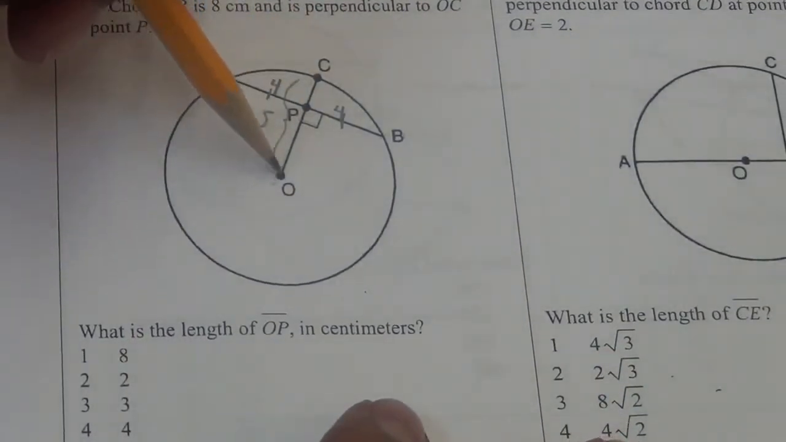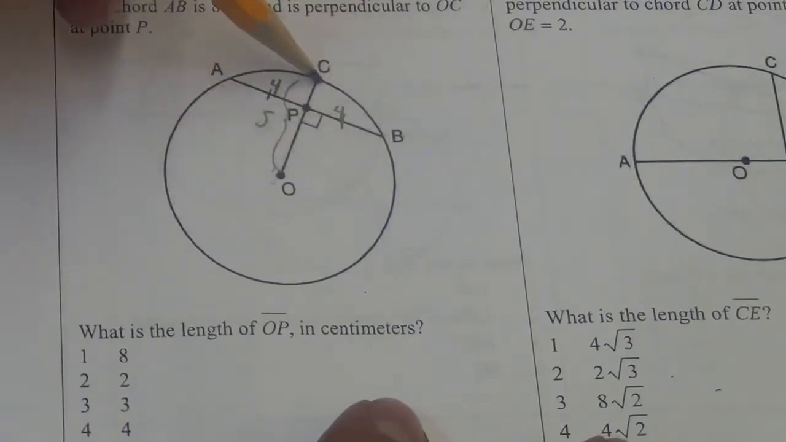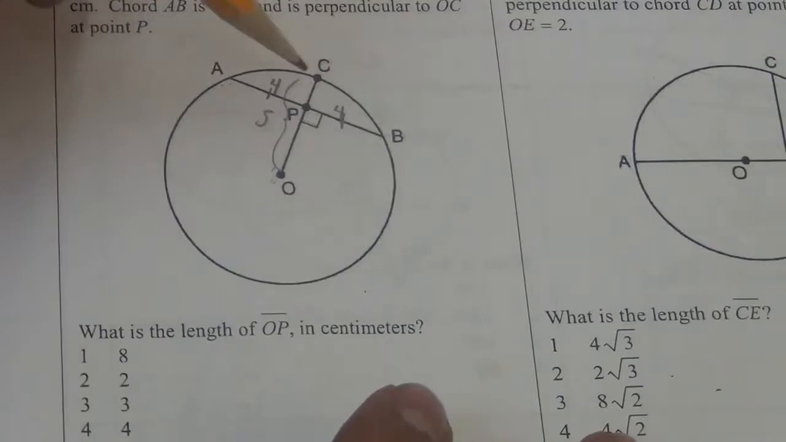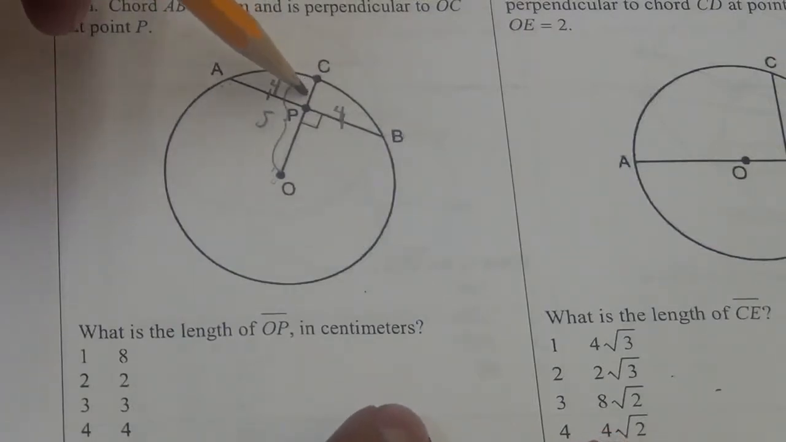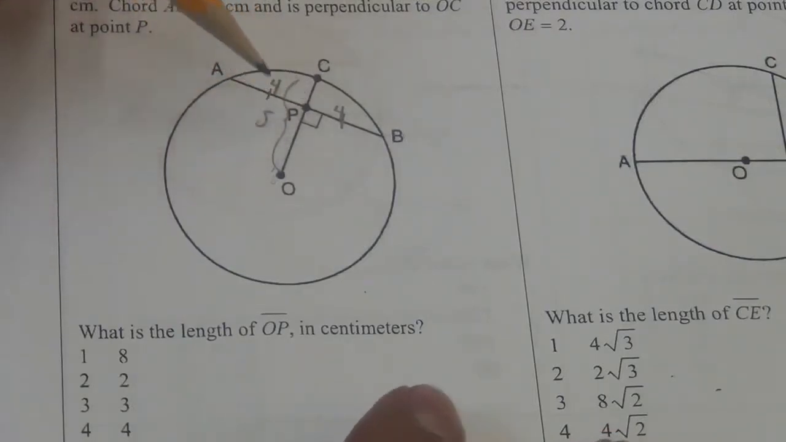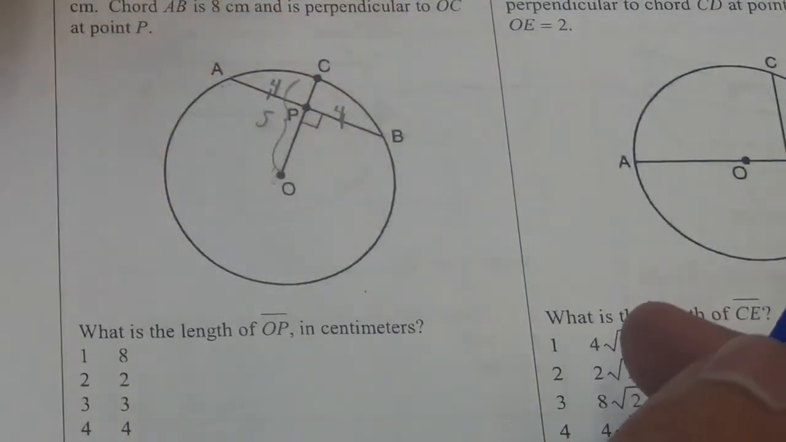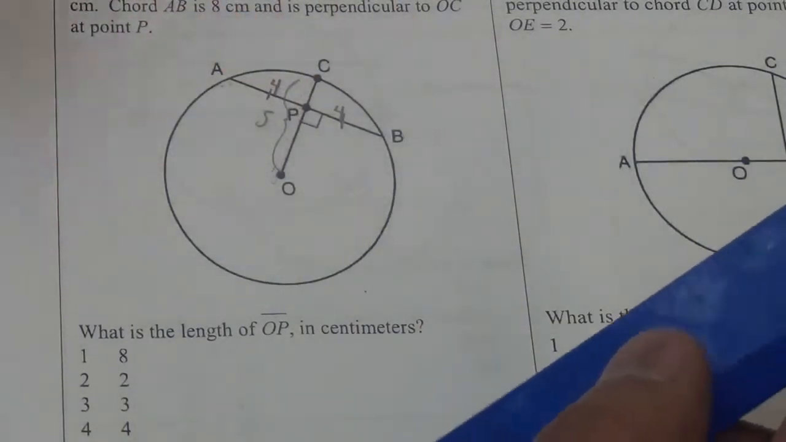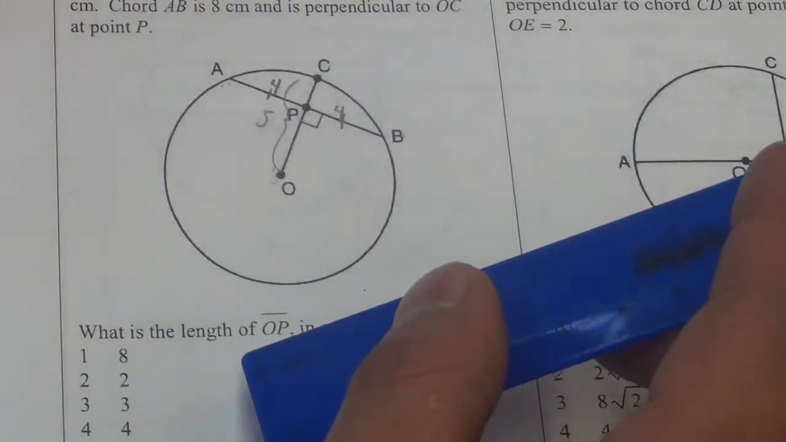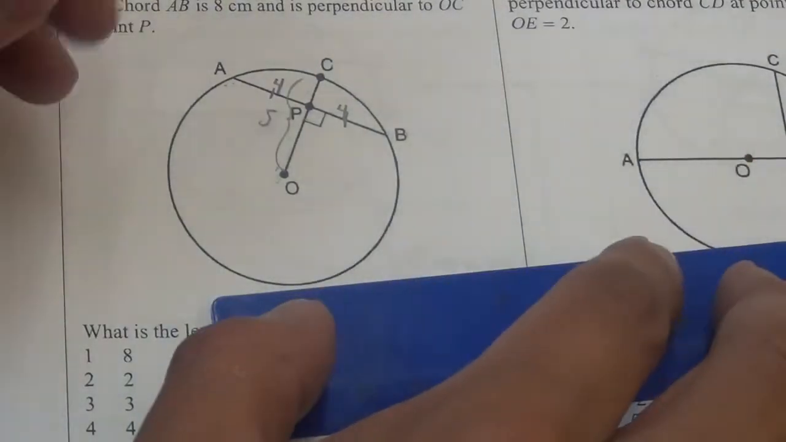Well, what is the length of OP? They want to know what the length of OP is. I know that the whole thing is 5 because that's what they said the radius was. But unfortunately, I don't have enough information to determine the length of each of the little segments. So what can I do? I know I have a right angle here. So therefore, something has to be a right triangle. Oh, wait, I got it.